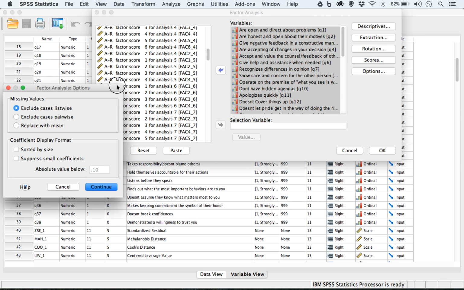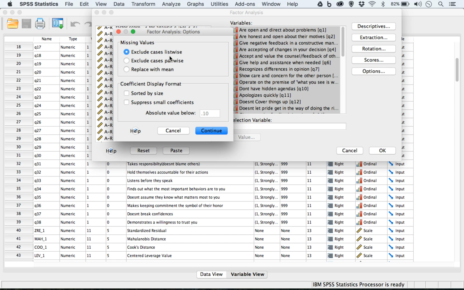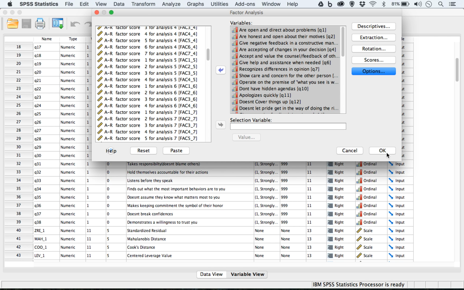For the options, I make sure I exclude cases listwise, so if there are any missing values for individuals, it will exclude those cases listwise. I'm going to sort by size, and I'm going to suppress the small coefficients. I changed this from 1 to 3, and some will do it as high as 0.4 for a small coefficient. I'll hit OK.